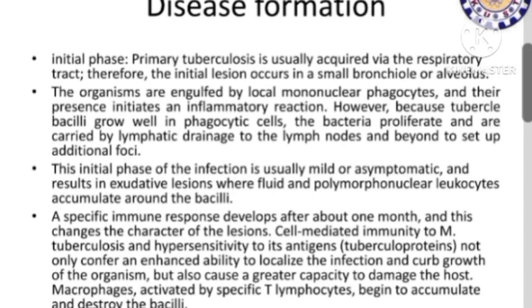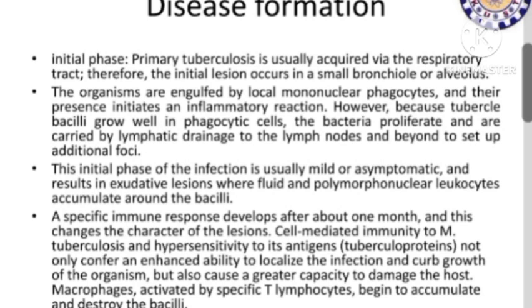Initial phase: primary tuberculosis is usually acquired through the respiratory tract. Therefore, the initial lesion occurs in a small bronchiole or alveolus. The organisms are engulfed by local mononuclear phagocytes, and their presence initiates an inflammatory reaction. However, because tubercle bacilli grow well in a phagocyte cell, the bacteria proliferate and are carried by lymphatic drainage to the lymph node and beyond to set up additional foci.